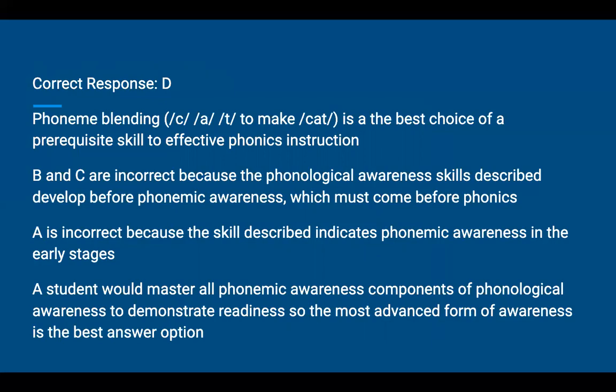B and C were phonological awareness skills that came earlier in the umbrella, as Katie mentioned, and A was incorrect because the skill indicates phonemic awareness in the early stages. So like she said, it was related, but it's not the most sophisticated level. And we want to be furthest down on that umbrella as we can be before we're actually moving on. So a student would master all phonemic awareness components of phonological awareness to demonstrate readiness. So the most advanced form of awareness, which was blending phonemes, would be the best option, which was D.